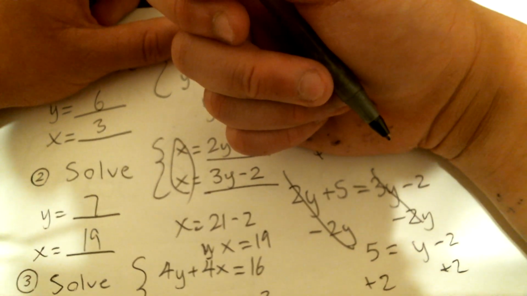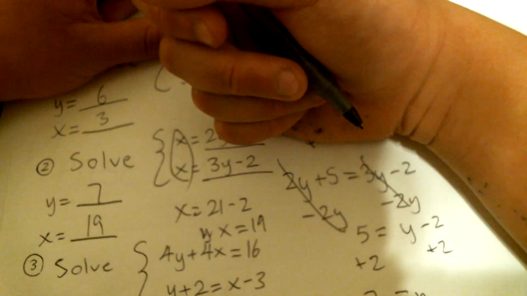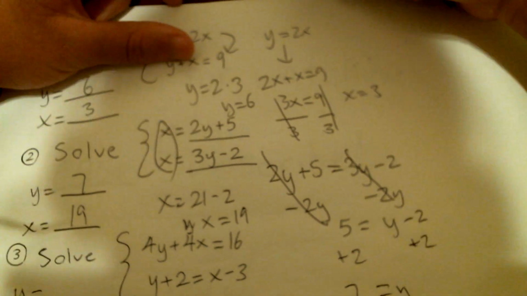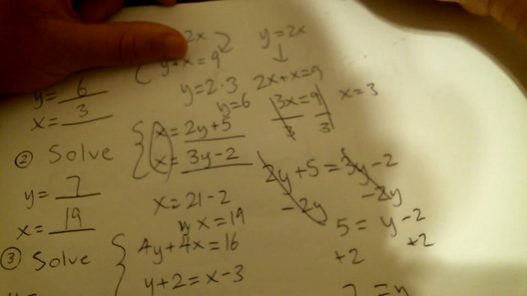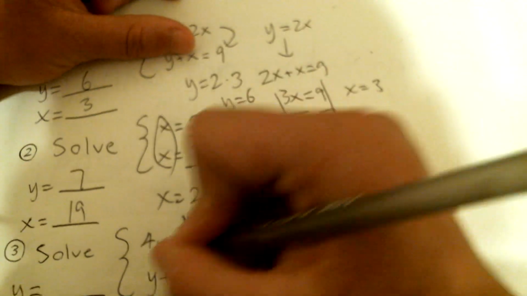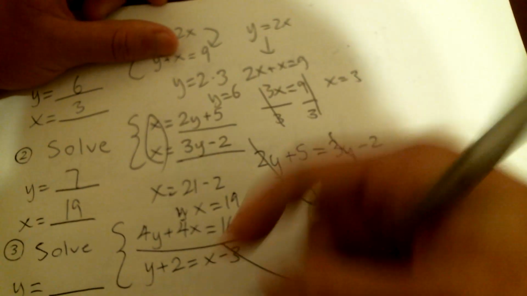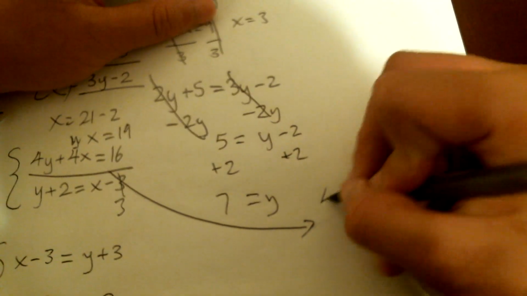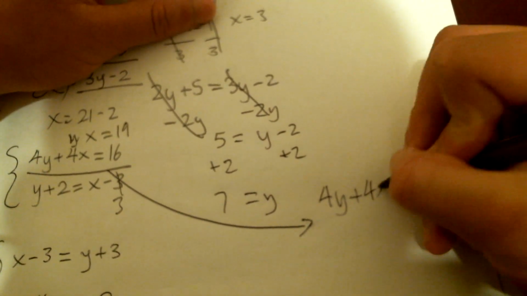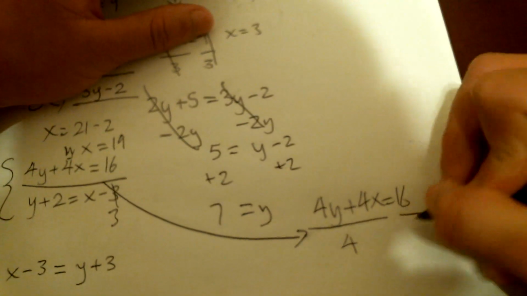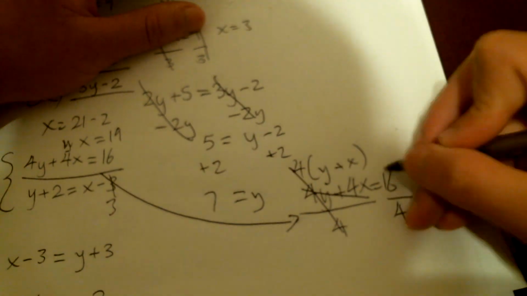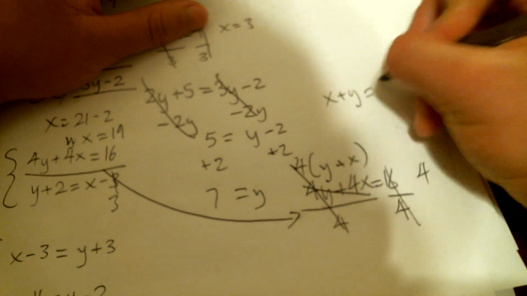Alright, let's try this next one, which asks to solve 4y plus 4x equals 16. Here, let me rearrange this. So 4y plus 4x equals 16. We can simplify this by dividing both sides by 4, so x plus y equals 4.